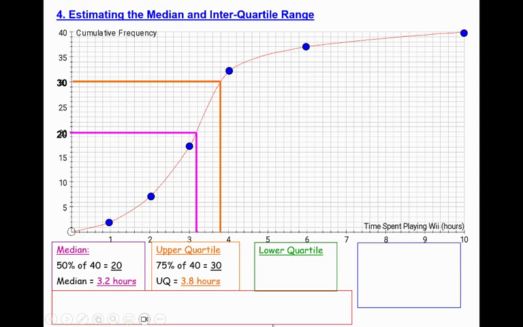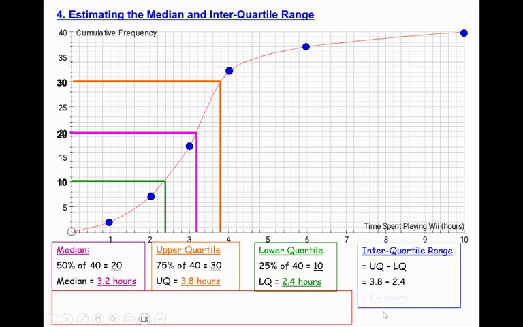We do the same thing for the lower quartile, which is the 25th percentile. So I'll take 25% of 40, which is 10. And the lower quartile is 2.4 hours. And of course, if we find the interquartile range, which is the upper quartile subtract the lower quartile, that's going to give me 1.4 hours. Okay?